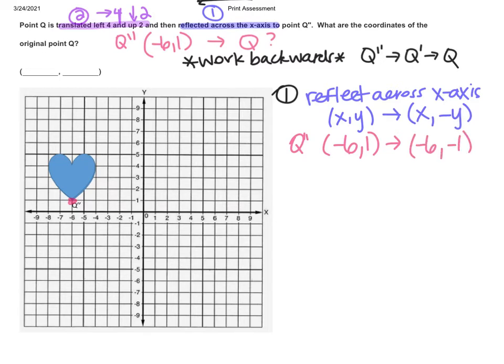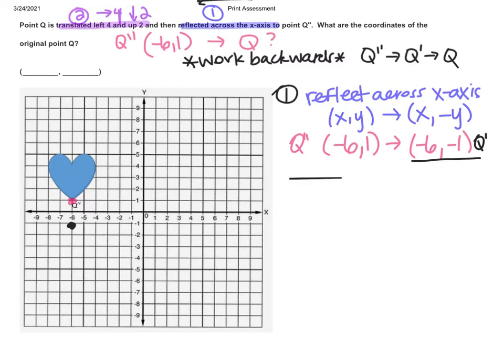Okay, so this is going to be Q double prime. Or Q prime, there we go. So Q double prime, ending to the middle step, Q prime, we are now at -6, -1. Okay, see how we're kind of going backwards a little bit? So step 1 is done. We've reflected across our x-axis. But now we need to do step 2.